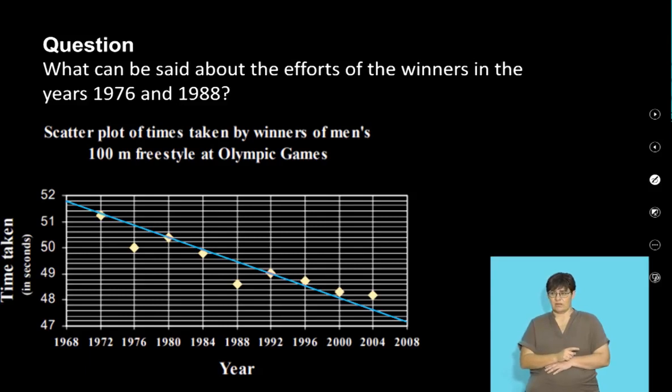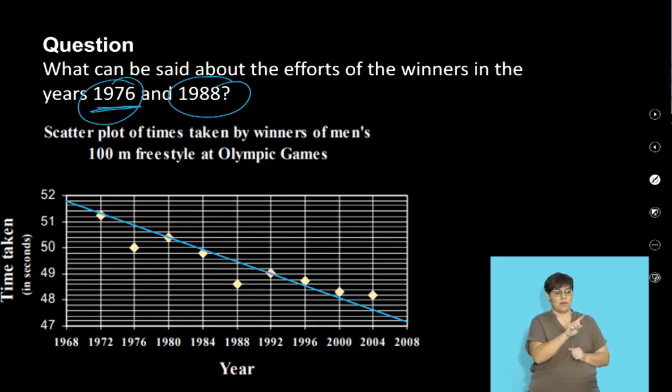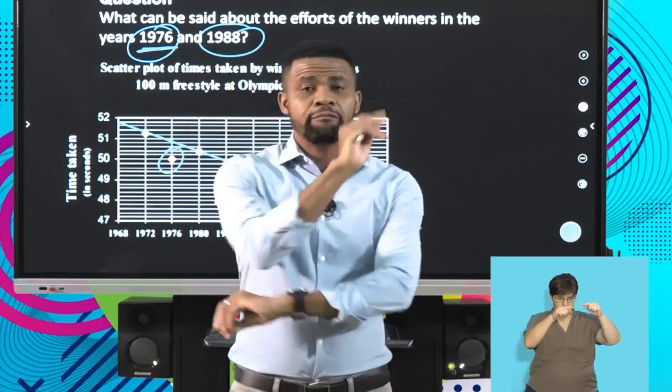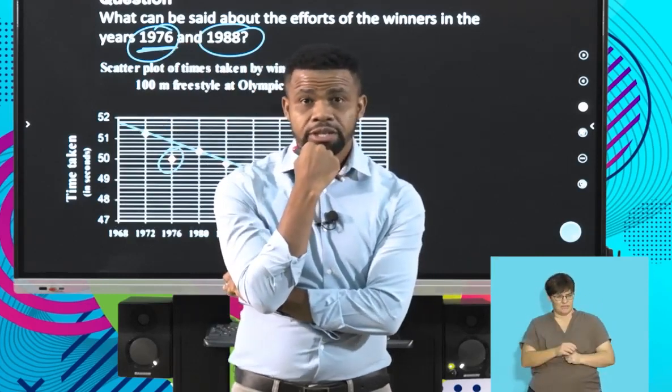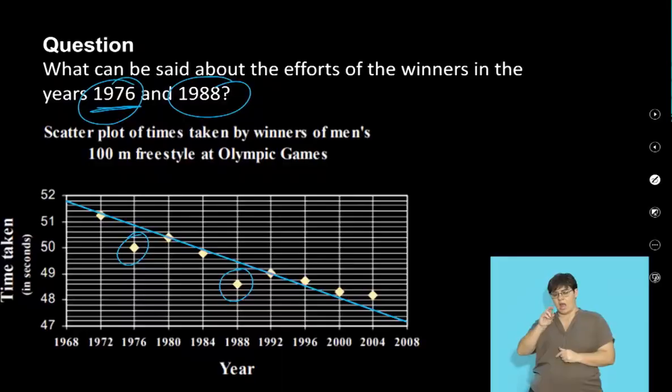Now, let's see what can be said about the effort of winners in 1976 and 1988. In 1976 and 1988, what can we say about those two? If you look at those points, there's a huge deviation from the line of best fit. Are we together? So those two are outliers. Okay? Are we all together? Outliers.